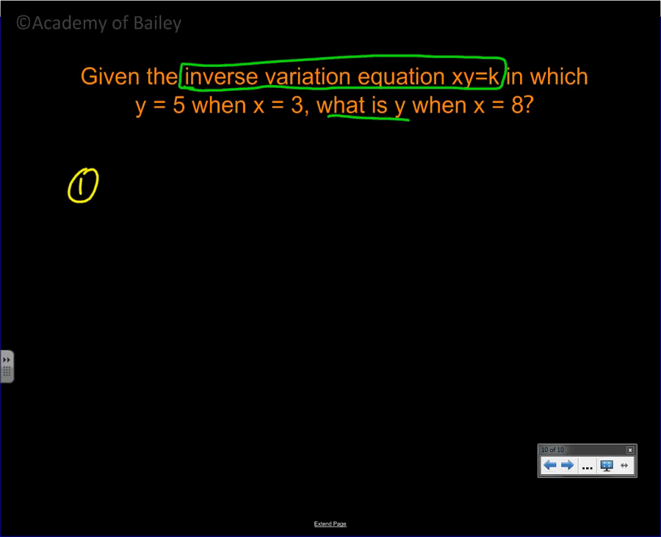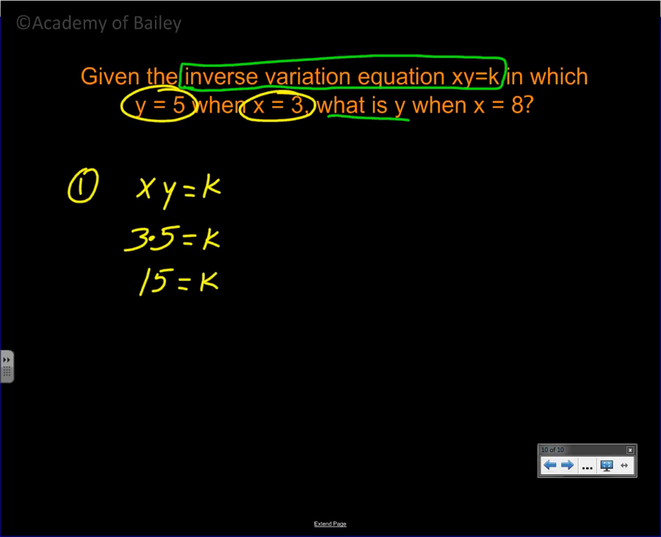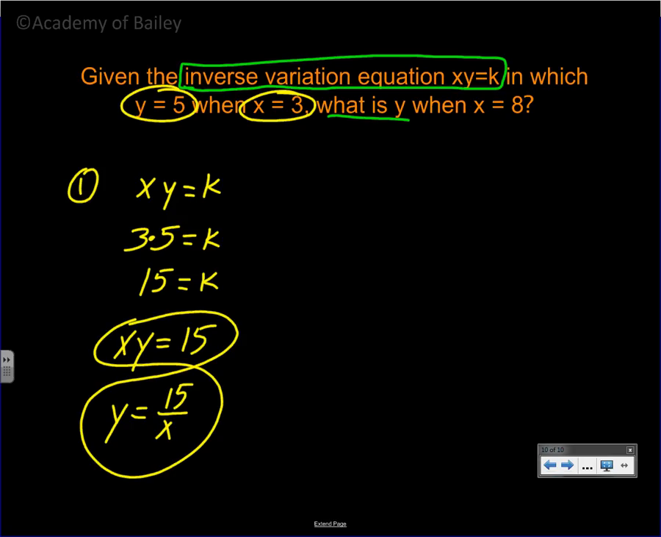We're going to do step 1, which is write an equation. So we know x times y is equal to k. Y is 5. X is 3. So that means 15 is k. So our equation, x times y is equal to 15, or divide both sides by x. Y is equal to 15 divided by x. Either one of those.